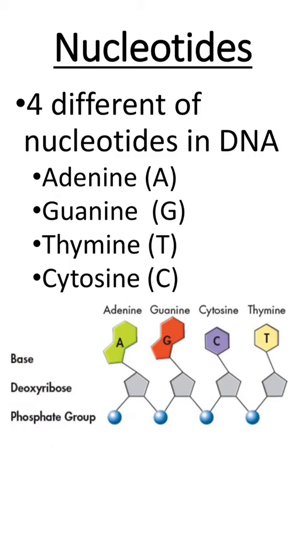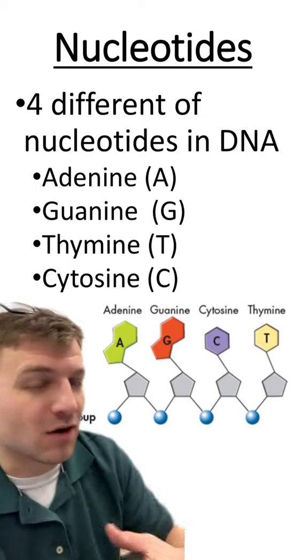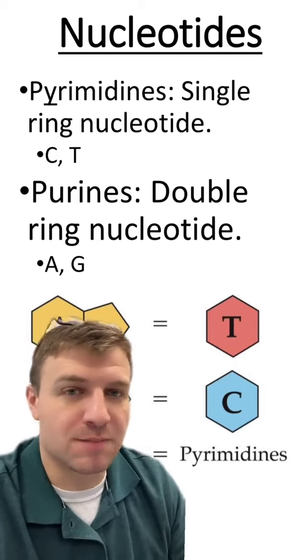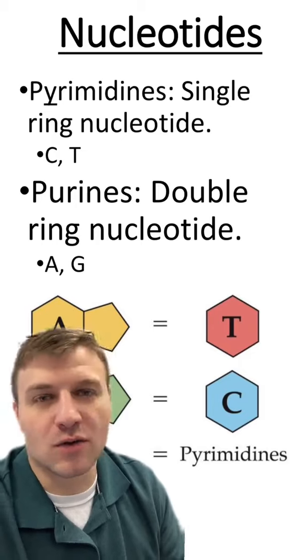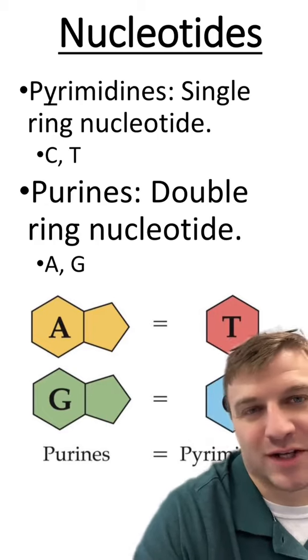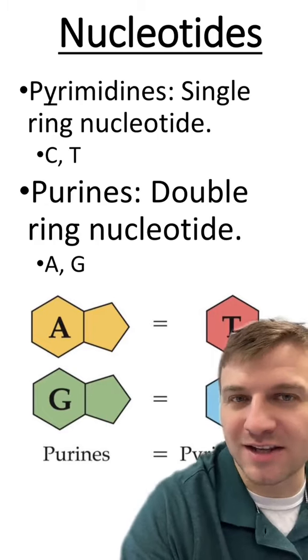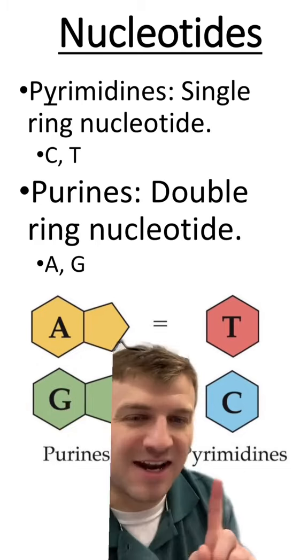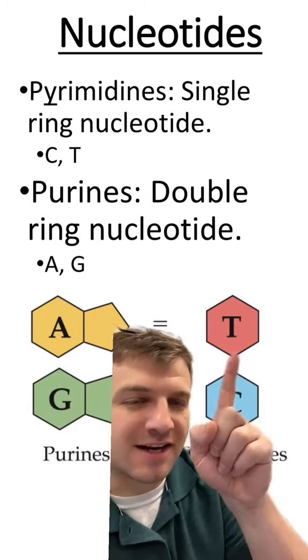You can see in this illustration that the phosphate groups and sugars are always the same. However, the bases up here are different. This is because there are two different types of bases. We have pyrimidines and purines. Pyrimidines are single ring nucleotides, and they are cytosine and thymine. Purines are double ring nucleotides, and they are adenine and guanine. So you can see in our purines, 2 rings in guanine and 2 rings in adenine, and in our pyrimidines, only 1 ring, cytosine and thymine.